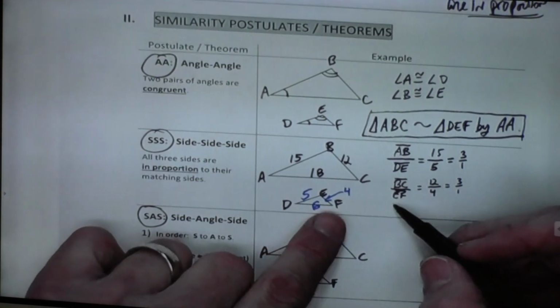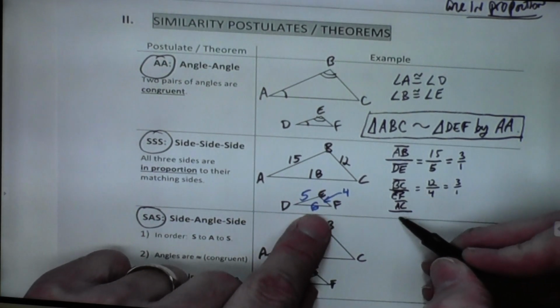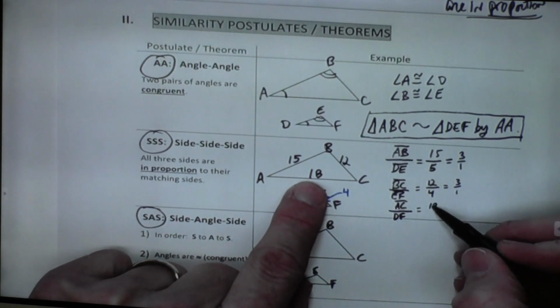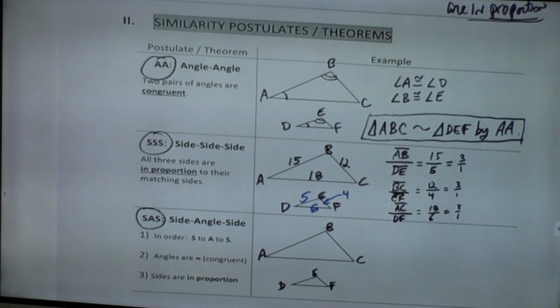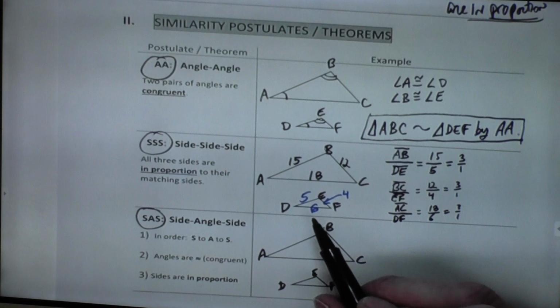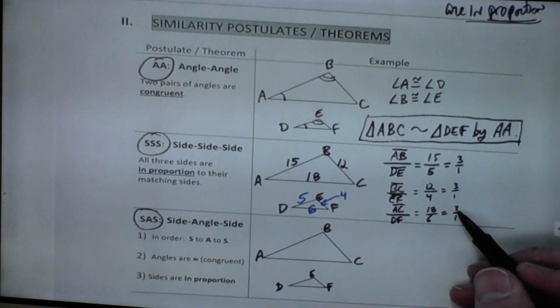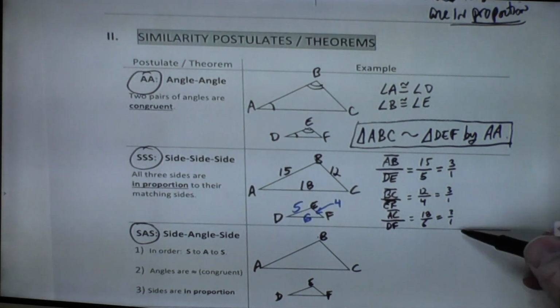And so the third one is AC over DF. Sorry, I'm running out of a little room here, but I think I can fit it in there. And that's 18 over 6, and it looks like this one was set up to be similar. If this one had been 7 instead of 6, you might not have been able to tell from looking at these that they weren't in proportion. But if that was 18 over 7, it wouldn't be 3 over 1, and you say, nope, they're not similar. There's just enough difference in the side lengths that they're not similar. But in this case, they all come to the same proportion.